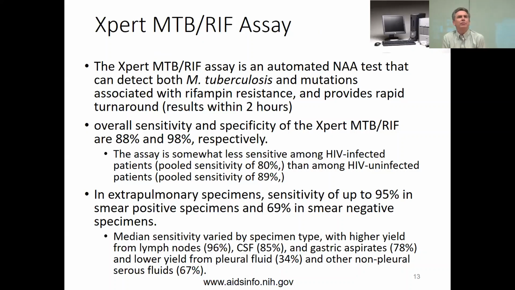Extrapulmonary specimen performance varies according to what kind of sample you're dealing with. Lymph nodes, very highly sensitive. CSF, also pretty good sensitivity, 85%. Gets a bit lower with serous fluids, and pleural fluid, only 34%. So again, important to back it up with cultures as well.